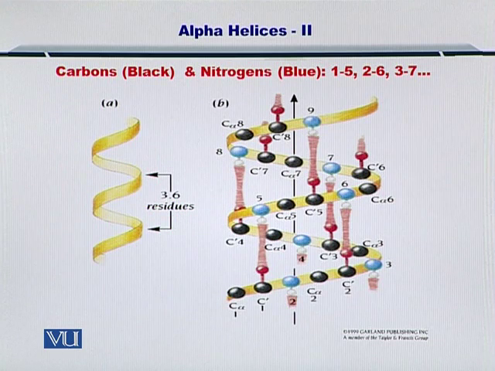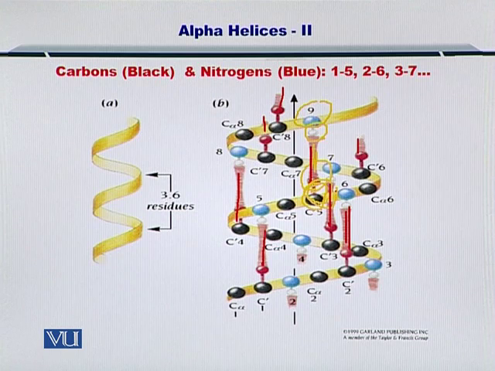So you can see the carbons are black here and the nitrogens are blue, and there is a hydrogen bond between the hydrogen and oxygen of these two. And this is repeated as shown here by these red dotted lines, and hence the alpha helix forms.